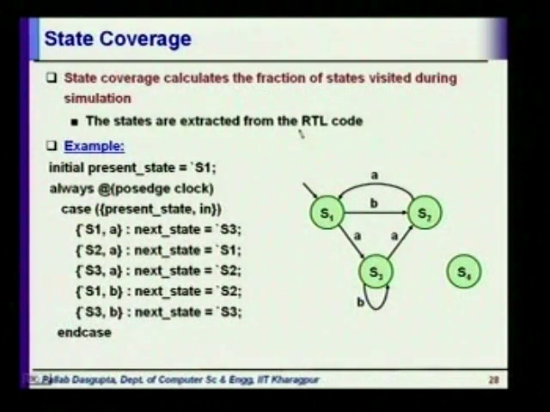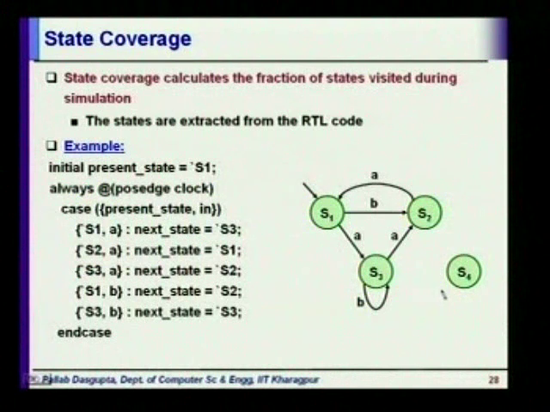Then we look at state coverage. Now state coverage calculates the fractions of states visited during simulation. So you extract the state machine from the RTL code, and then during simulation you track which of these states are covered, right. So initially you are here, then you see that you are visiting S2, then you go back to S1, then S2, then S1, then S2, then S1, and then you finally say that S3 and S4 were not covered.